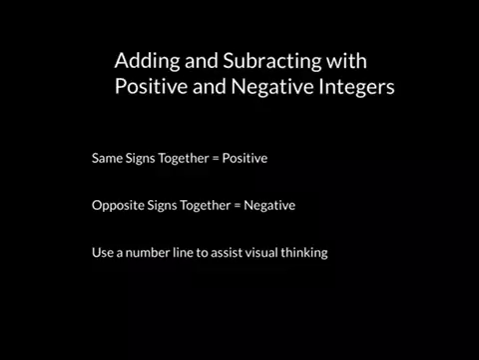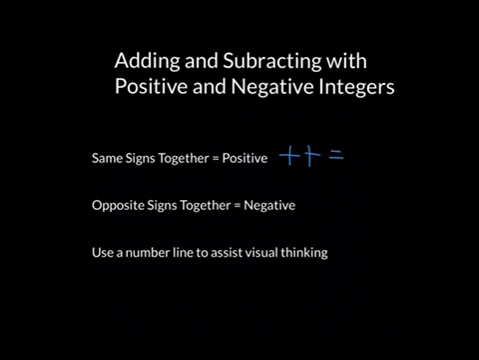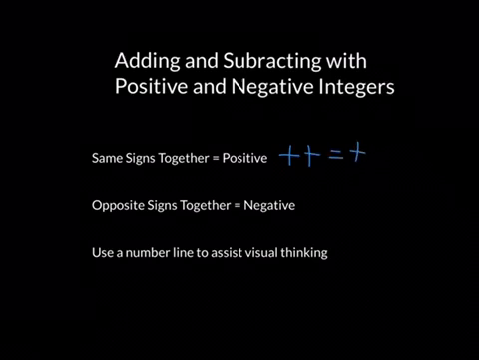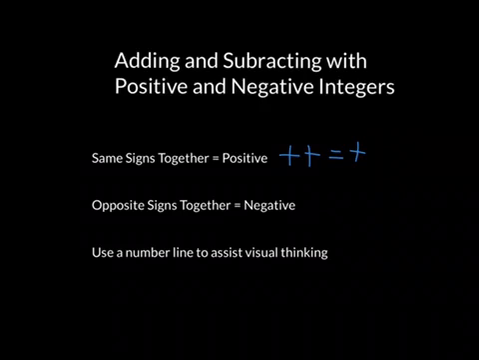This video will look at adding and subtracting with positive and negative integers. Three things to remember. If you have the same signs together, they will equal a positive. So a positive and a positive next to each other, we know equals a positive. A negative and a negative next to each other, a double negative, actually is equal to a positive.